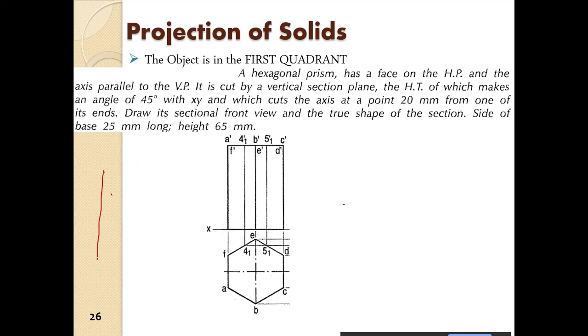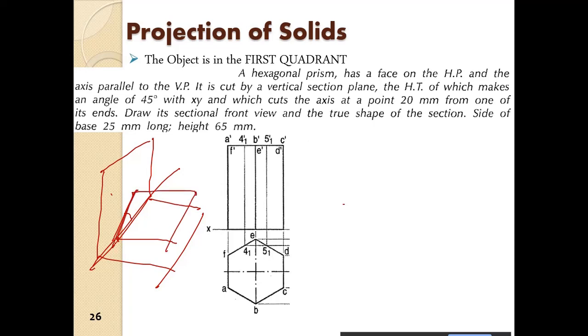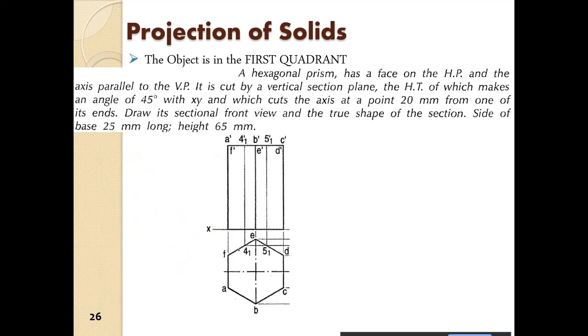So if we have this plane, and the trace is making an angle of 45 degrees with the XY, this is the trace, which cuts the axis at 20 mm from one of its ends. Draw the sectional view and true shape of the section. The side of the base is 25 mm and the height is 65 mm. So we start again with the top view.